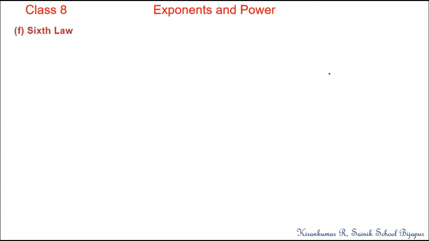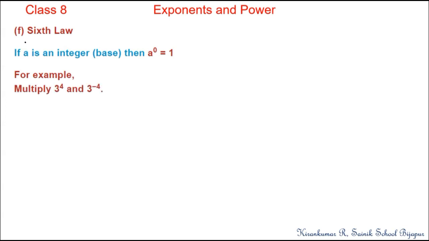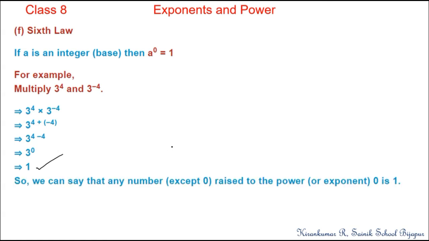Now, sixth law, whenever we have any number to the power 0, it will be equal to 1. For example, if you have 3 to the power of 4 to be multiplied with 3 to the power of minus 4, this will be 3 to the power of 4 into 3 to the power of minus 4. The powers should be added up. We get it as 3 to the power of 0, which is 1. So we can say that any number except 0 raised to the power 0 will always be 1.